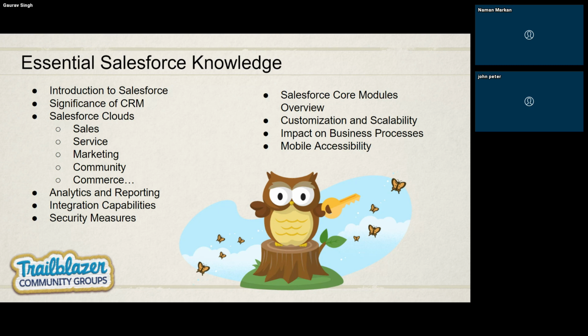You have core modules like Sales Cloud, whatever the core modules are. There are super badges and trail mixes that you can initially pick to get an initial understanding of CRM. And this is all for the people who are really new to the ecosystem. Once they do the core modules, they can move on to customization and scalability, how they can customize and scale a business. Then you can learn about the impact on business processes, and also mobile accessibility. And that's right, you can also create mobile applications from Salesforce.